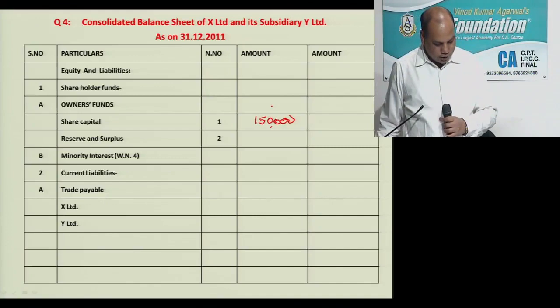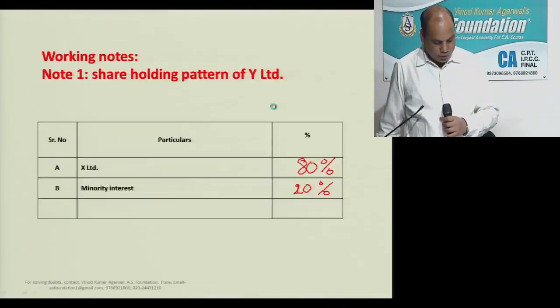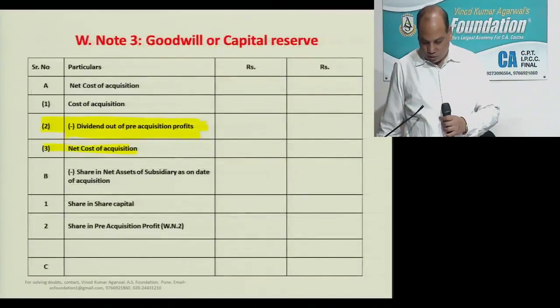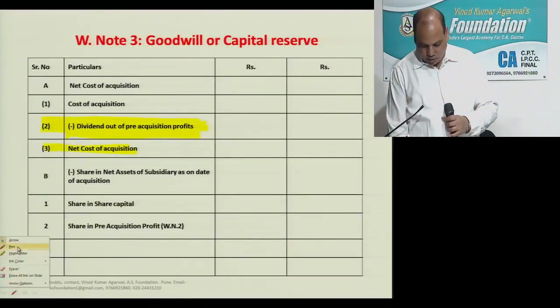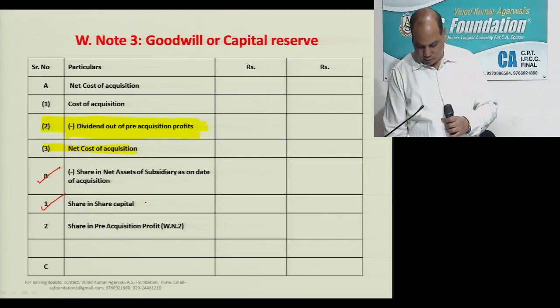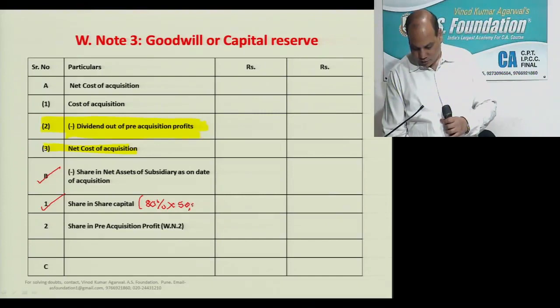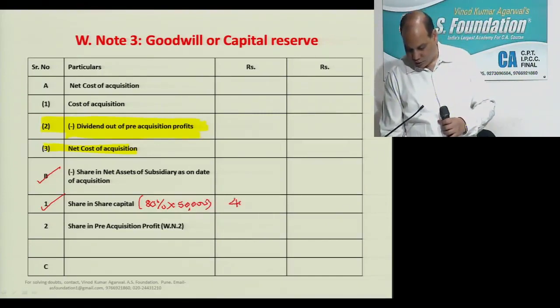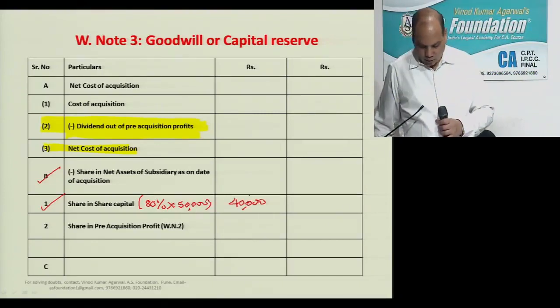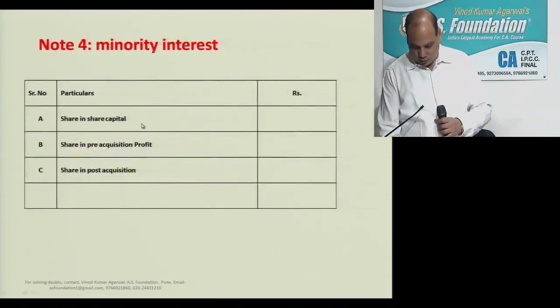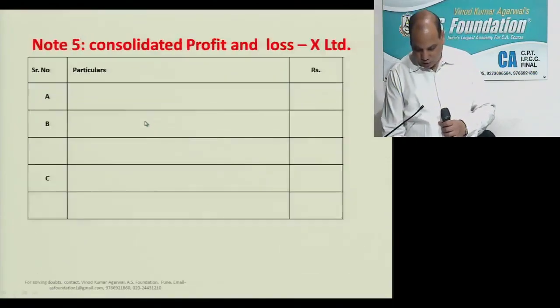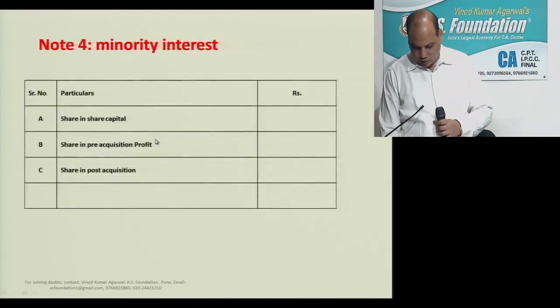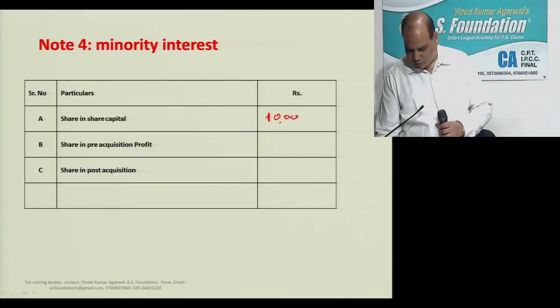1,50,000. What about subsidiary company? Y Limited 50,000 rupees. First go to working note 3. We will write share in share capital, point B1. 80% of 50,000. Is it 40,000? And 20% of 50,000 in minority interest. How much is that? 10,000. Are you writing all working also?